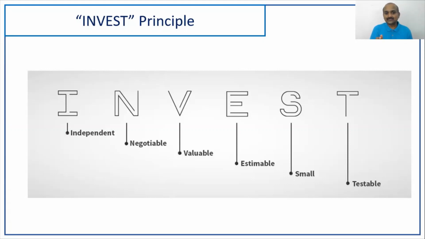And finally, it's testable. That means each and every acceptance criterion should be testable. So you cannot say things like some innovation or some cognizant factors; you can't put that. Every acceptance criterion should be measurable, testable, recordable. So this is called the INVEST principle.